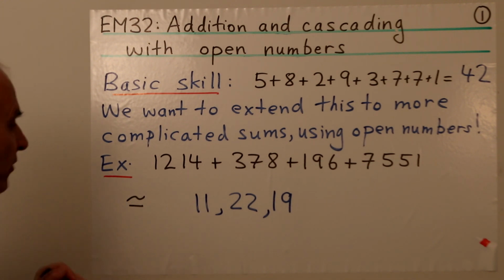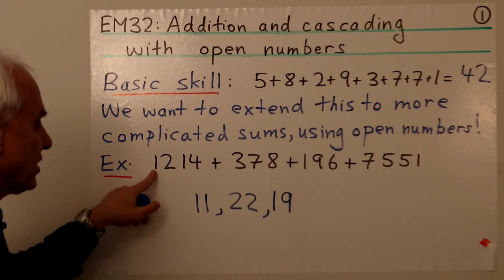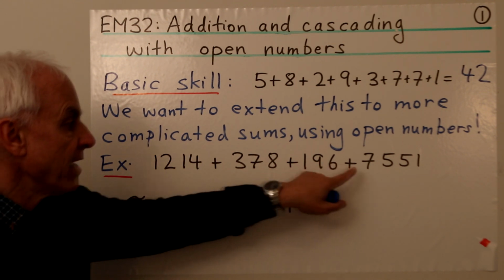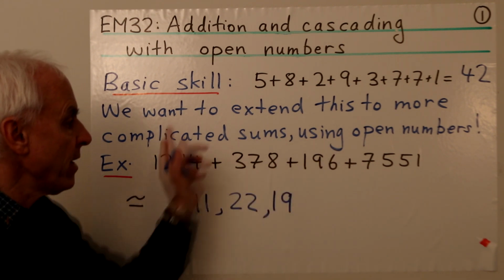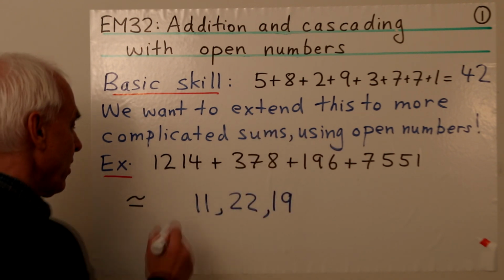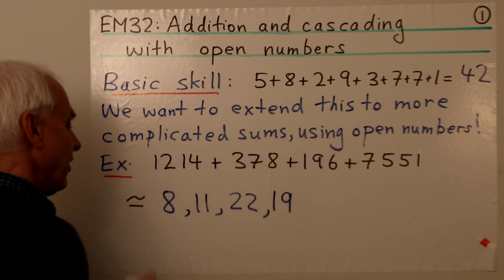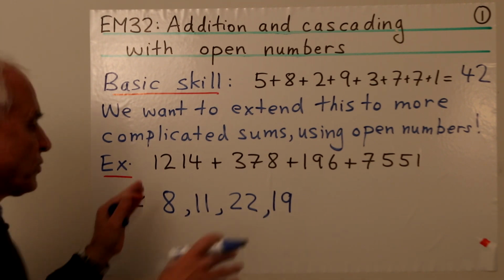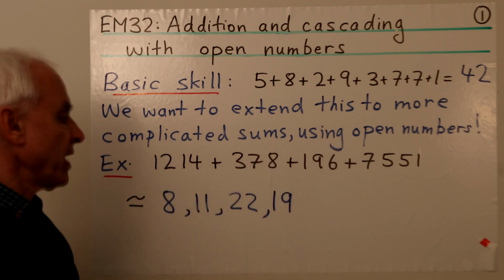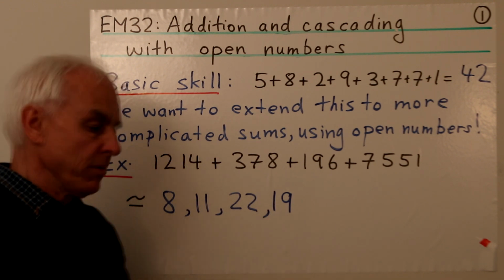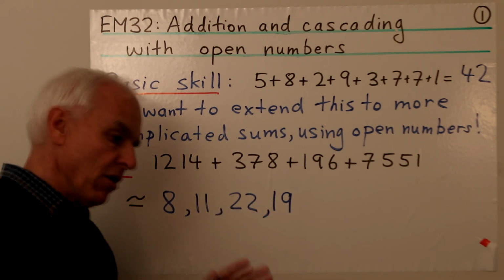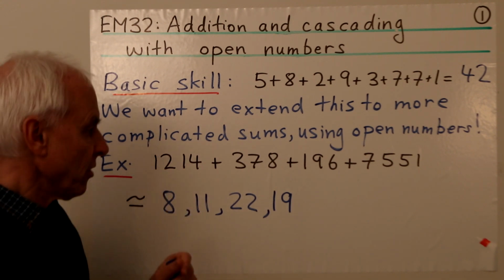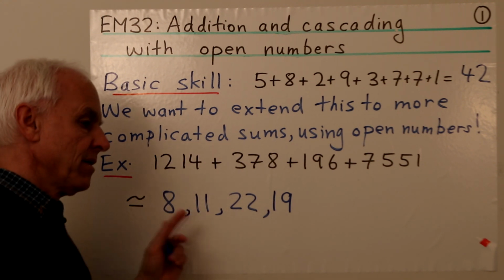And finally, the thousands. 1,000 here, no thousands here, no thousands here, 7,000 here, so 1 plus 7 is 8. There are 8,000 altogether. So if this was actual money and we actually put them all together, we'd see that there'd be 19 $1 bills, 22 $10 bills, 11 $100 bills, and 8 $1,000 bills.